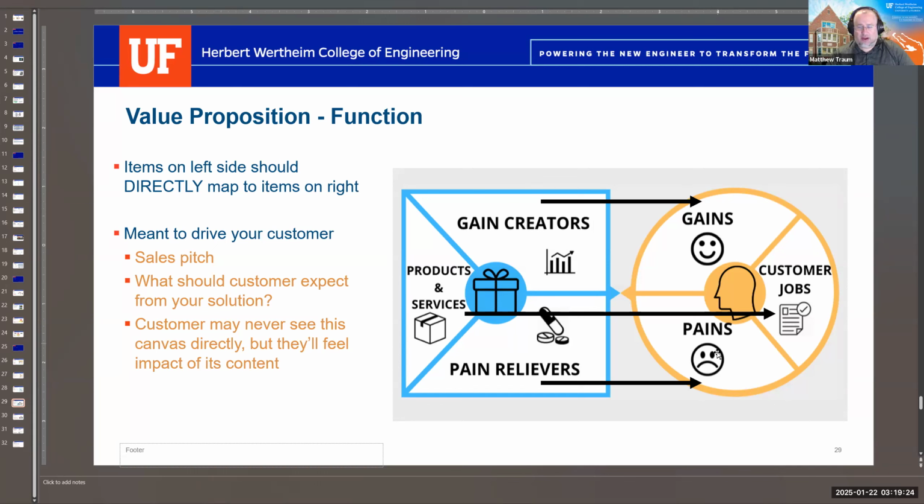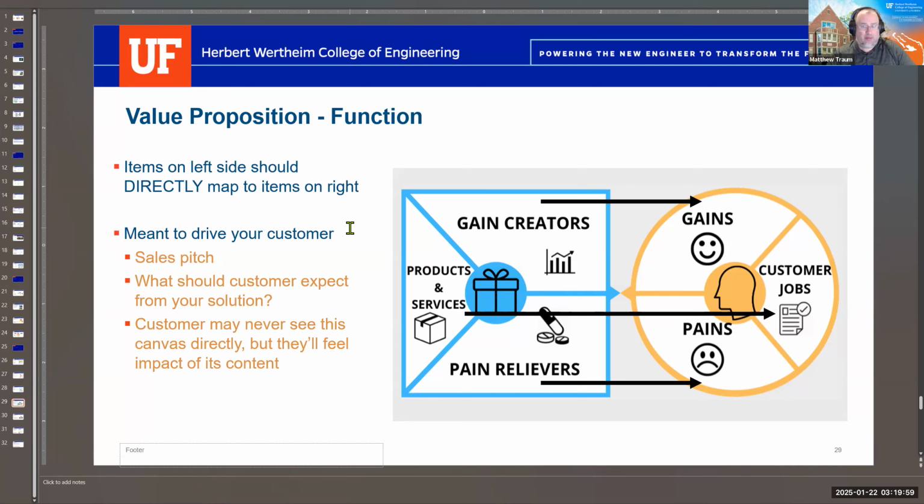You first think about the customer's pain points, and then you think about how your product produces some pain relief and how those pain relievers map directly onto the pains that customer is experiencing. And then you think about the customer's jobs, what it is that the customer is trying to achieve, and then you articulate how your product or service helps the customer to achieve those jobs, those goals, those outcomes. So there is this direct one-to-one mapping between the value proposition and the customer profile.